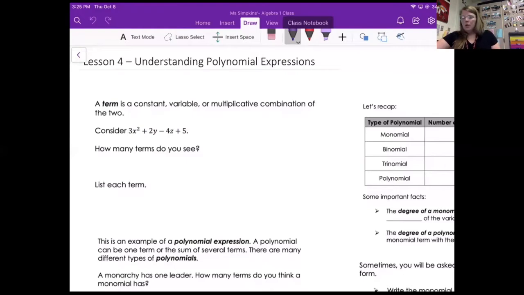Like a polyglot. Yeah. So in your bell work, I asked you about 3 different prefixes: mono, 1; bi, 2; tri, 3. And then poly is all of it, right? Many. So we're going to talk about polynomials, and specifically monomials, trinomials, binomials. Some of the stuff we look at is going to be review.